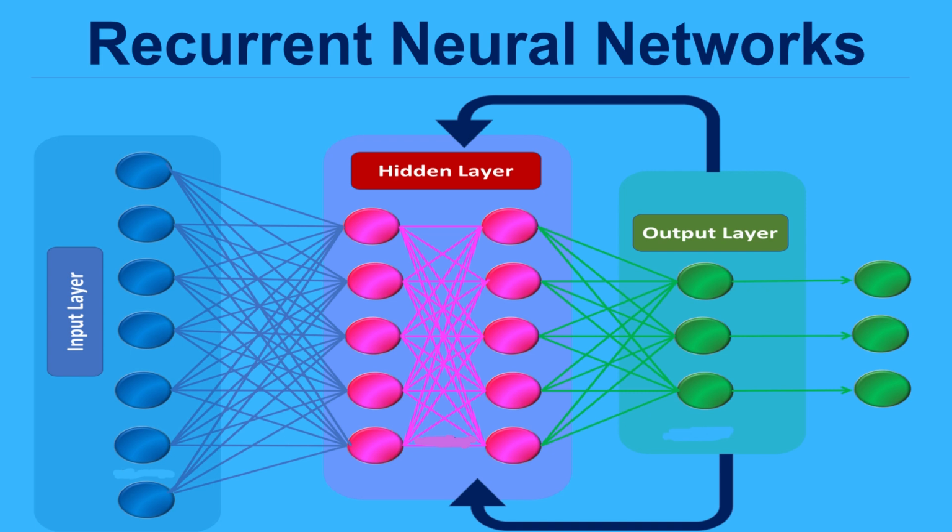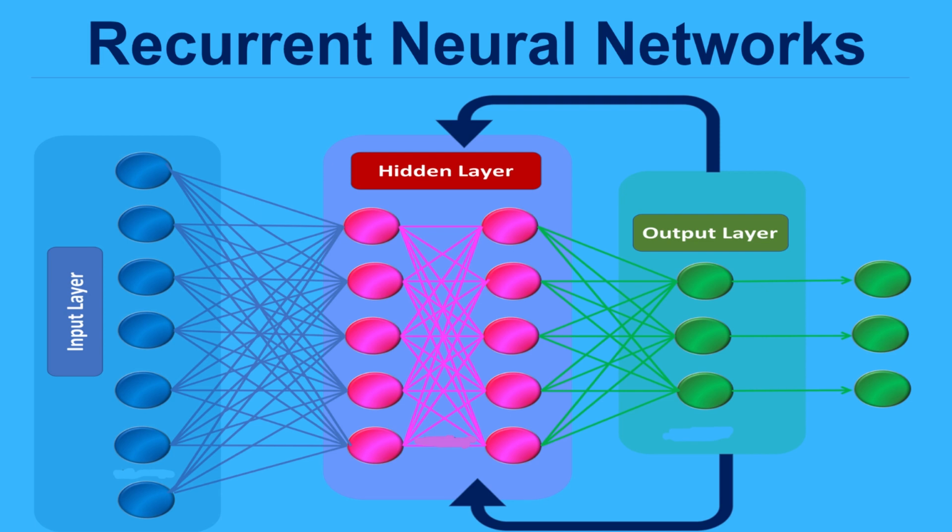One common variant of RNNs is the long short-term memory network, which is designed to address the problem of vanishing gradients that can occur in traditional RNNs. LSTMs use a gating mechanism to control the flow of information through the network, allowing it to selectively remember or forget information from previous steps in the sequence.